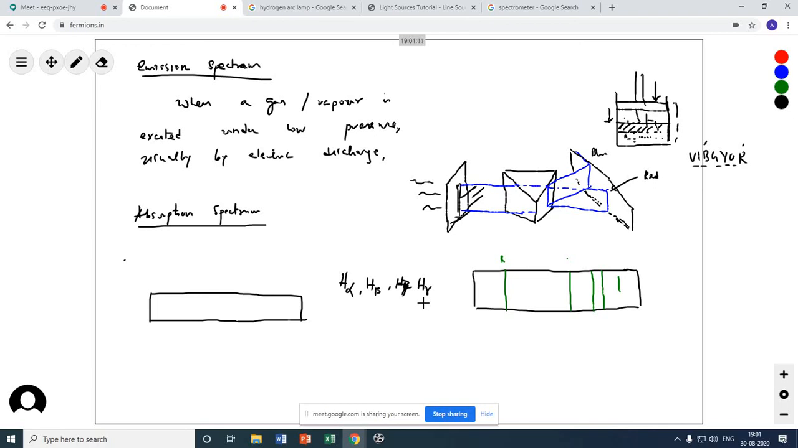As the wavelength decreases, the gap between the lines becomes more and more close.